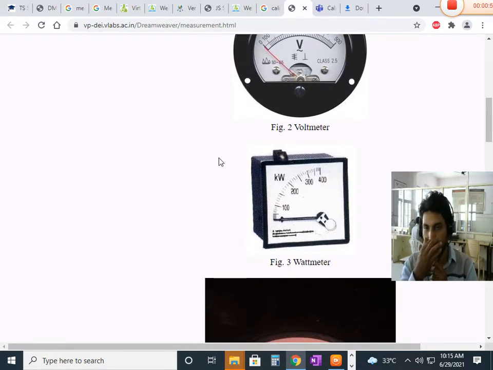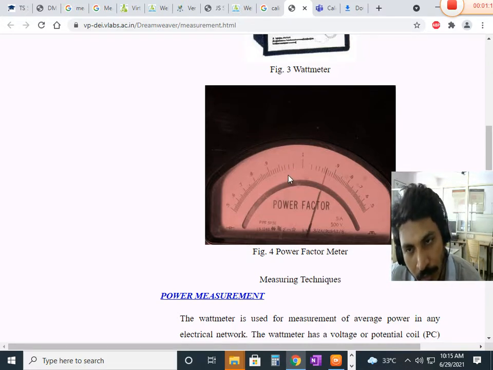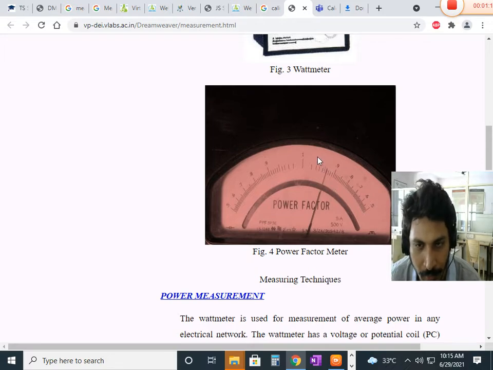Wattmeter has two types of coils, current coil and pressure coil. The current coil is equivalent to an ammeter and the pressure coil is equivalent to a voltmeter. Power factor meter. So you can see here the power factor meter.